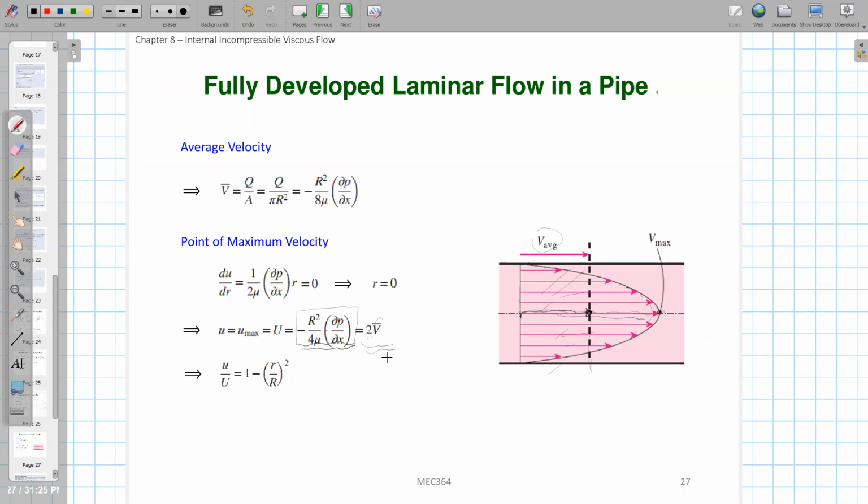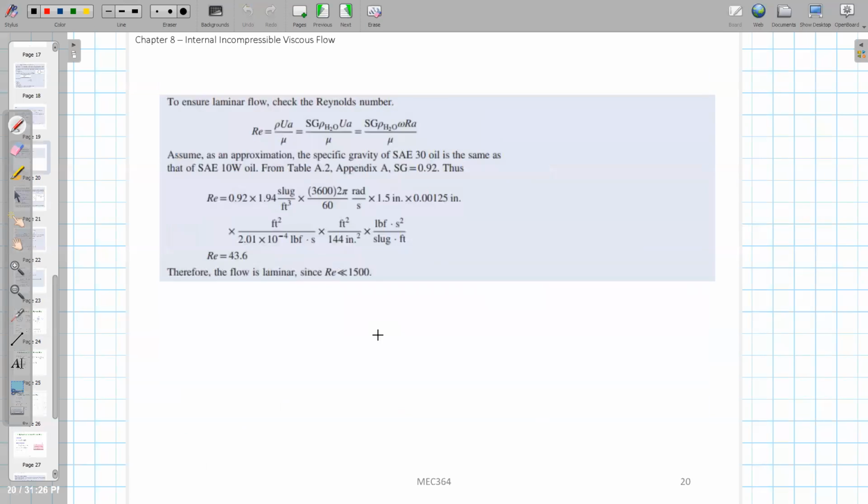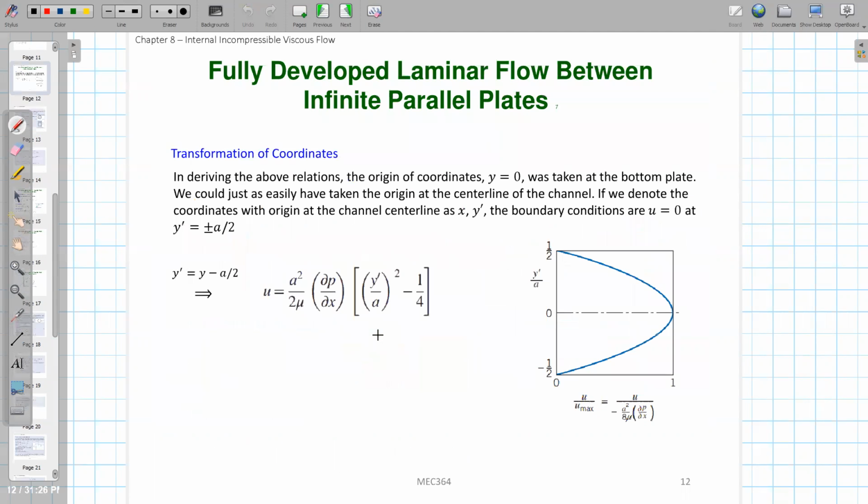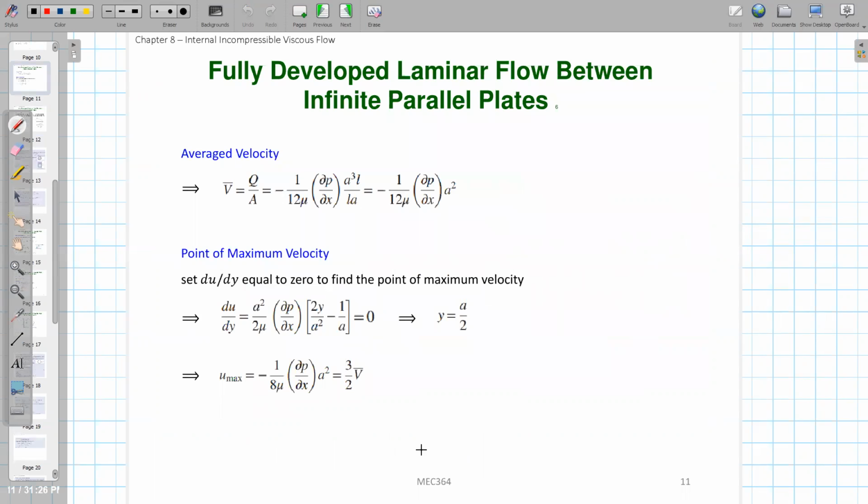Okay, and also this result is different from what we find for the flow between parallel plates. So what's the result we get for the flow between parallel plates? Let's go back. So this is the flow we get for the parallel plates. If the two plates are stationary, the maximum velocity is not twice the average. It's 3/2, in other words.